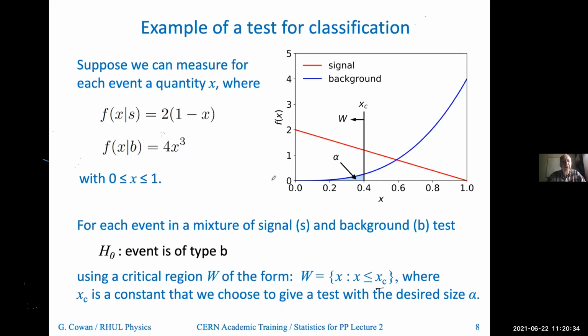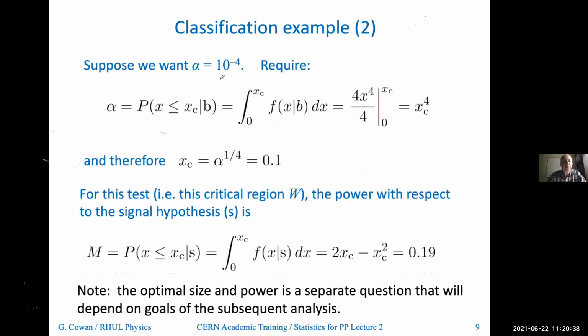All right, so you can tell how to determine X sub C. Let's suppose that you wanted a particular alpha, so you want a background efficiency of 10 to the minus 4. And so that means that the criterion that determines the edge of the critical region would be to say alpha is equal to the probability to find the data there under the assumption of B. So you just integrate that PDF, all right, and you get X C to the 4th there. And so you can solve then for X C and you get 0.1.